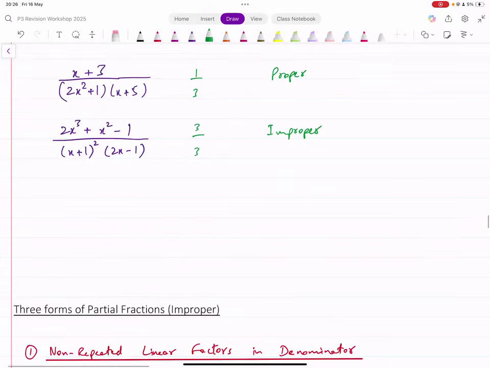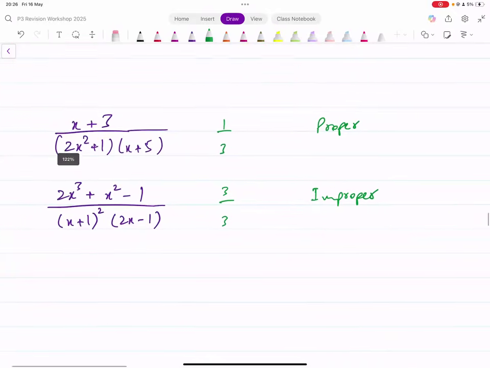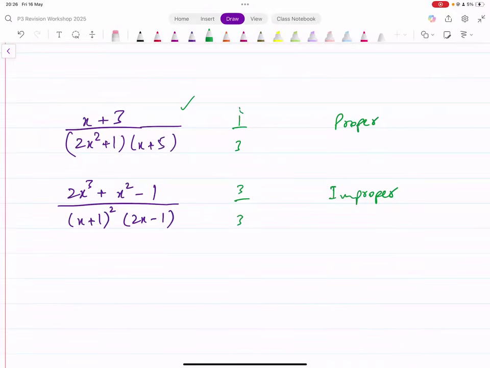For example, if you have a fraction like this, x plus 3 over 2x squared plus 1 into x plus 5, the first one, the degree of the numerator is 1. For the denominator it is 3. We say it's a proper fraction. For the second case, the degree of the numerator is 3. For the denominator, it's also 3. They're equal to each other. So we say it's an improper fraction.